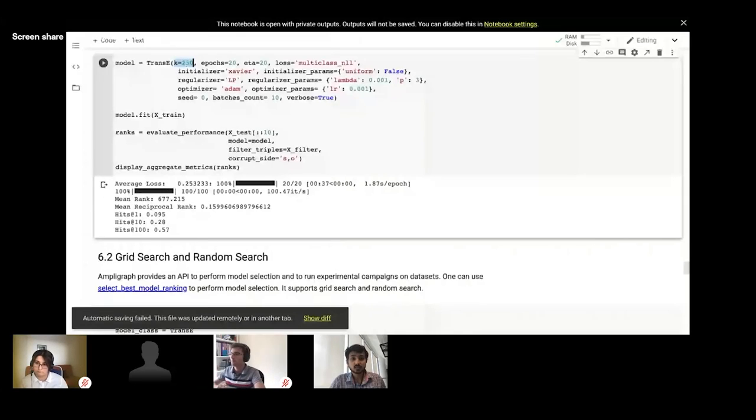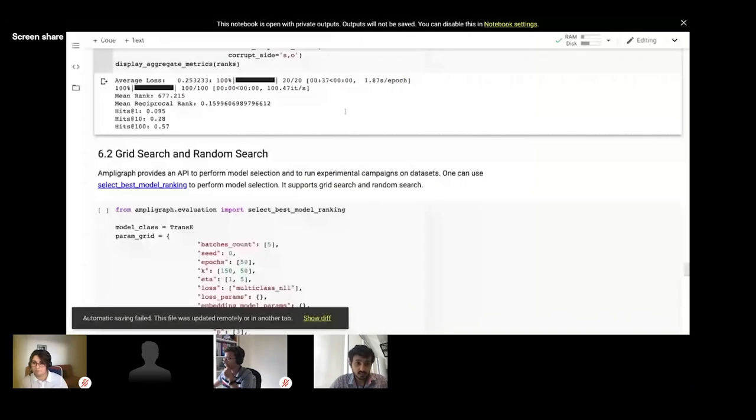Similarly, you can play around with other hyperparameters like regularizers. Here I'm using the L3 regularizer. You can choose L2 by changing p equal to 2 and so on. And this is the regularizer weight. Similarly, you can change optimizers, batch counts, initializers, and losses. Yeah, you can play around with this later.